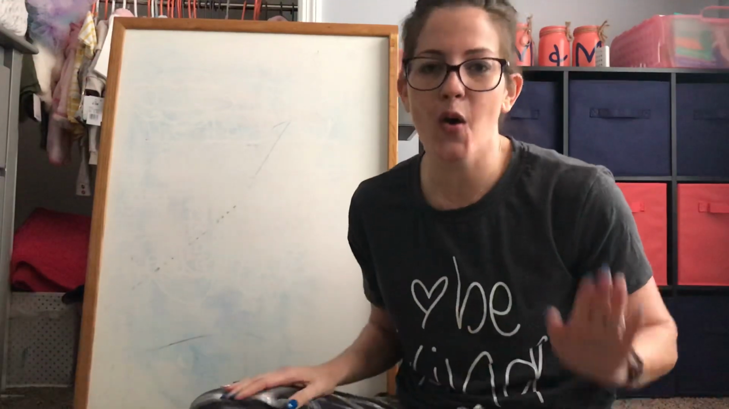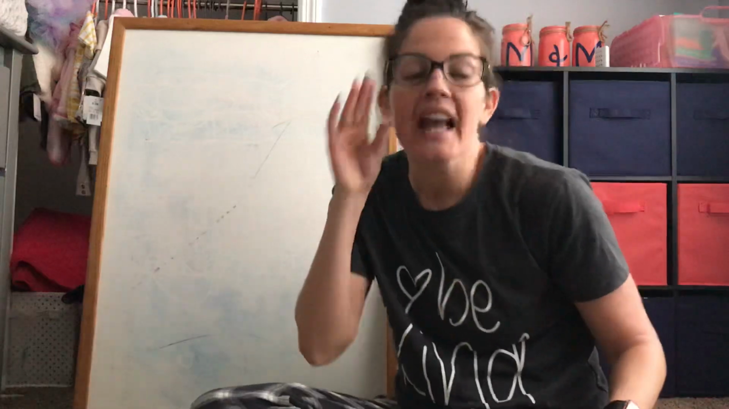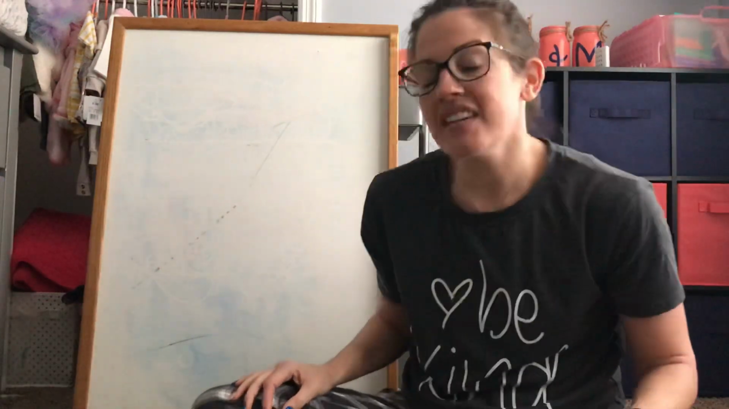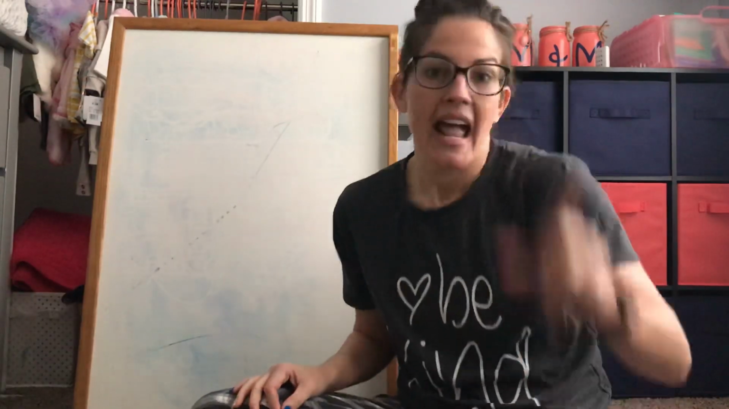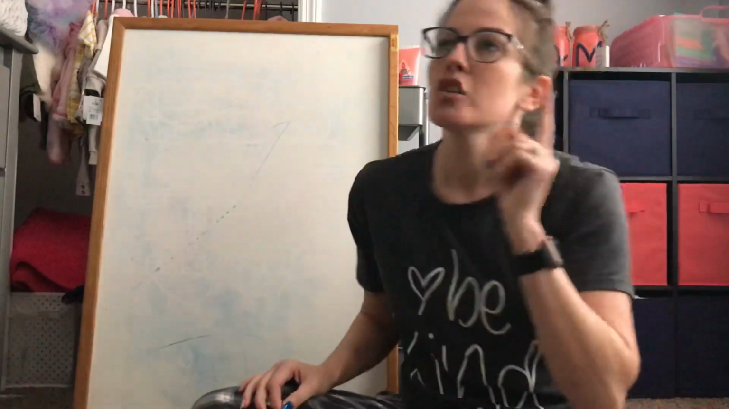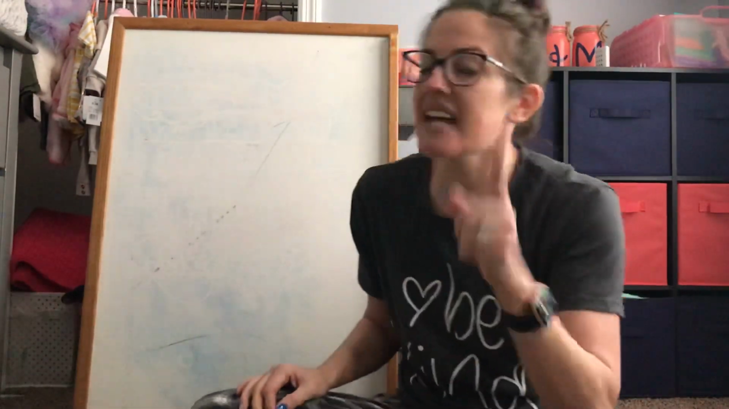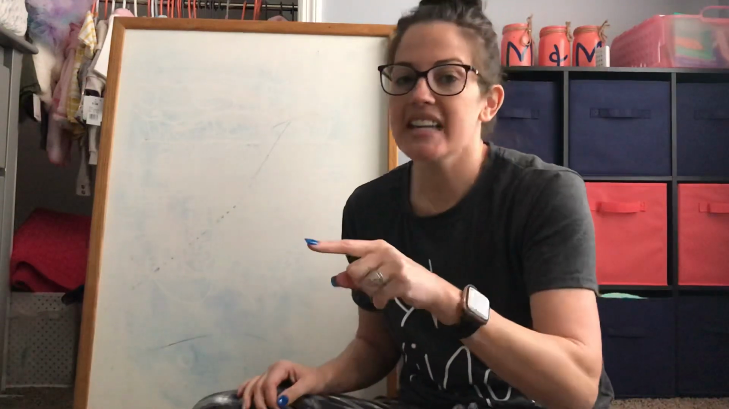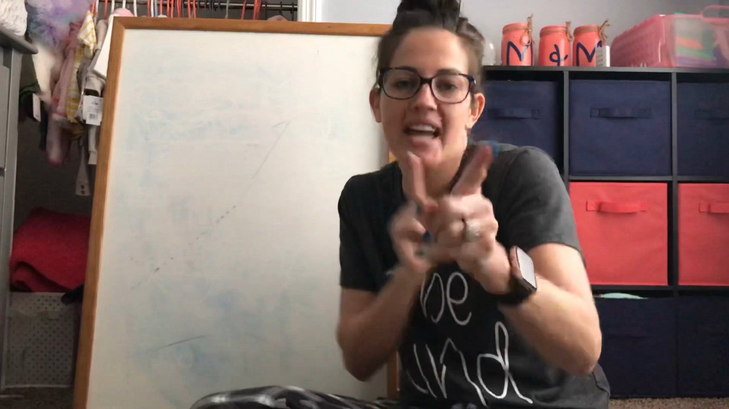Here we go. Ready, count. 10, 20, 30, 40, 50, 60, 70, 80, 90, 100. That's how you count by tens. One more time. Go. 10, 20, 30, 40, 50, 60, 70, 80, 90, 100. That's how you count by tens.